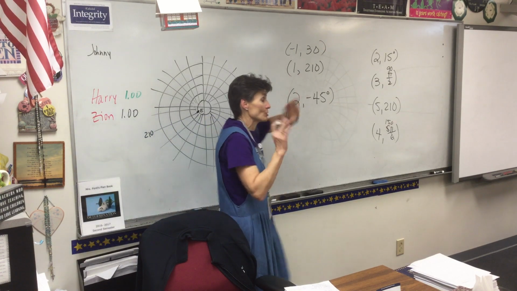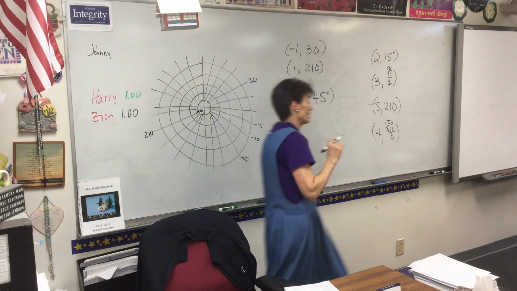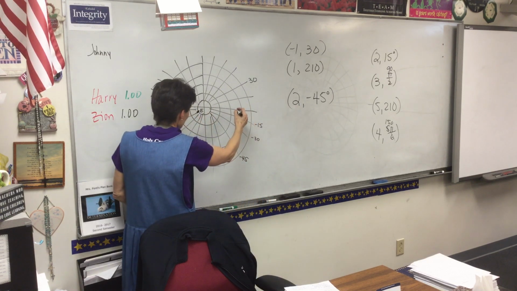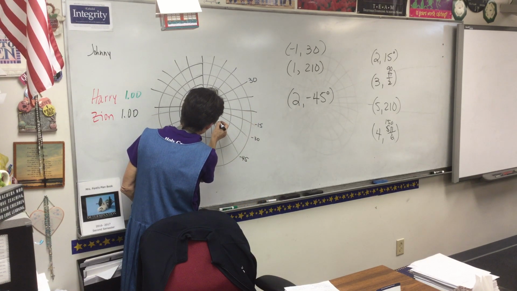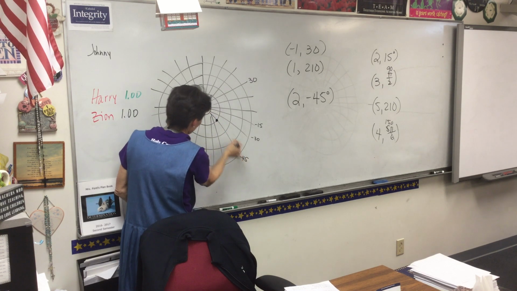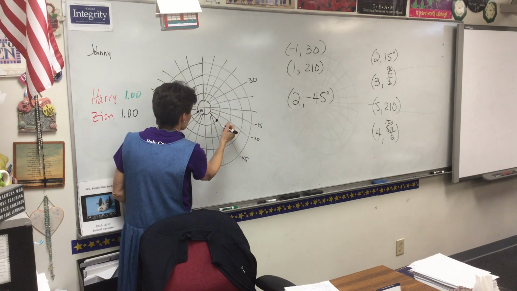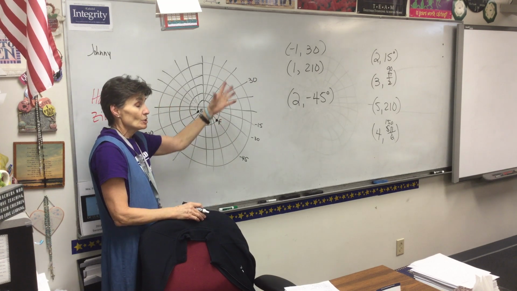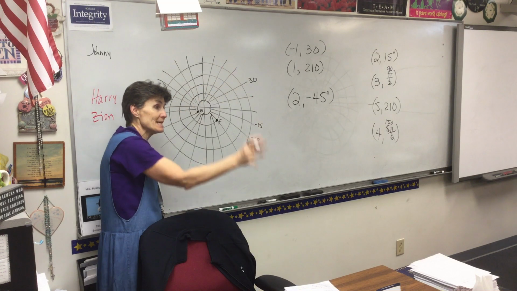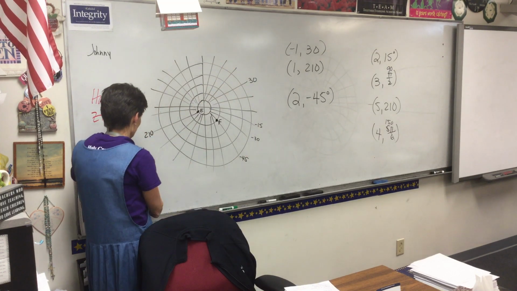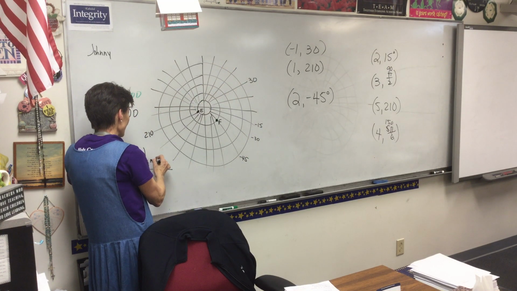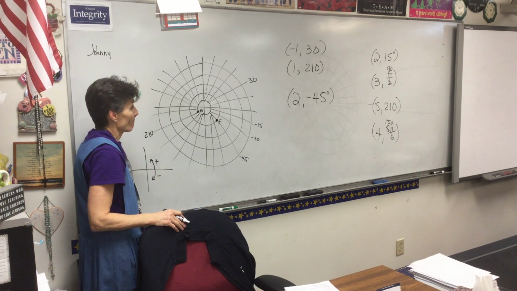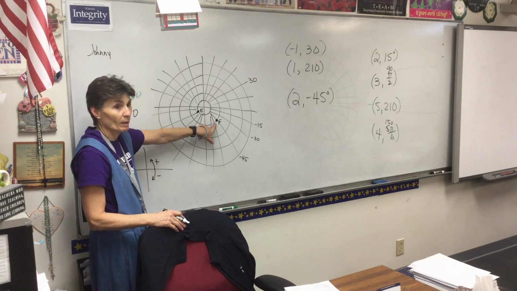Negative R's go to the opposite side. So this is a negative angle. So it is plotted right here on the 45, negative 45 line, 2 circles out. So that is point F. 2 circles out, negative 45. Positive angles go this way, negative angles go this way. So that's where F is plotted.